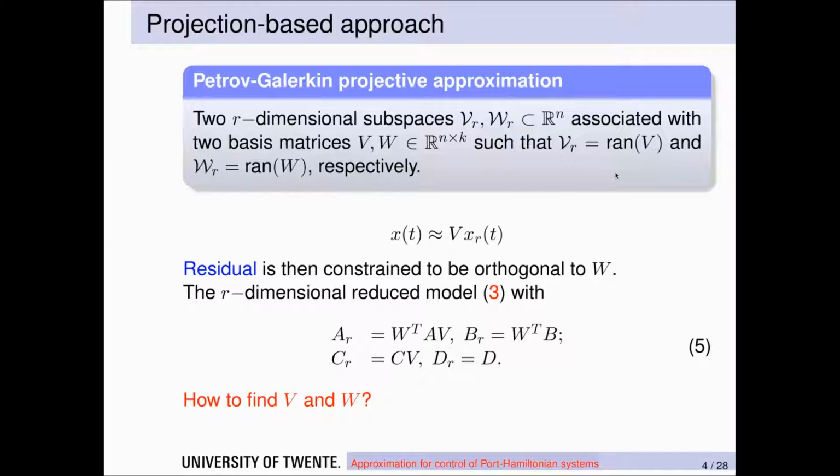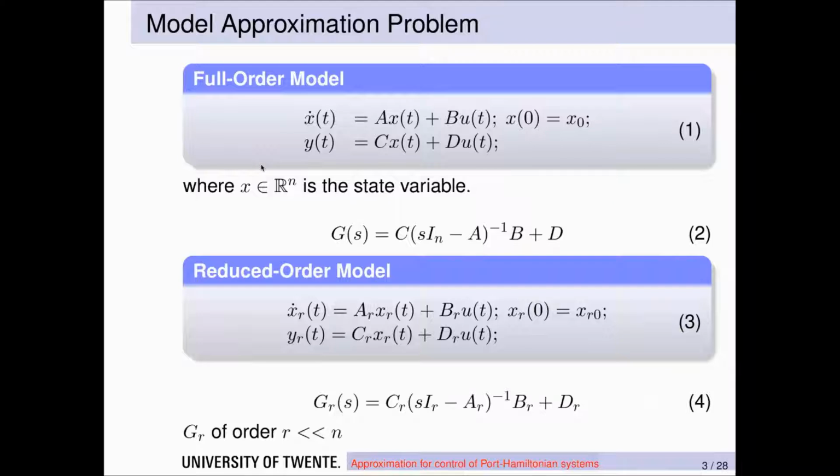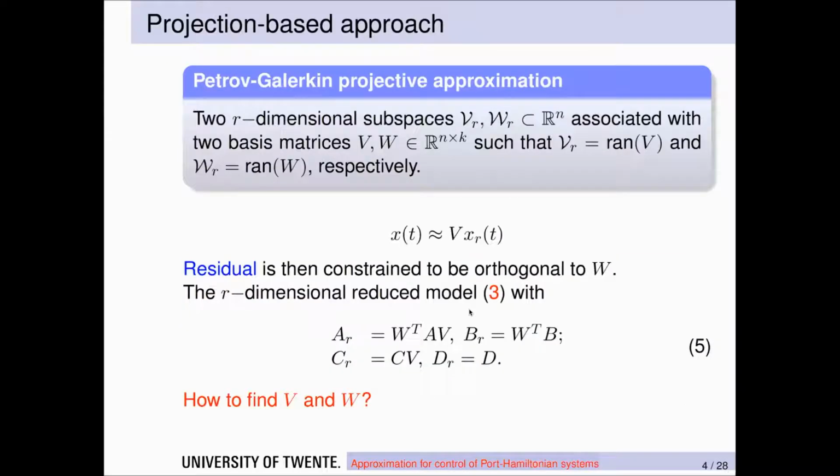Okay, so this is my two different approaches that I already told. And this is the general model approximation problem, where I have a full order system and a reduced order system. And for projections, I have to choose two subspaces. One subspace for approximating the state, and another one where I constrain the residual to be orthogonal to this subspace. Then I get this realization for this reduced order system.